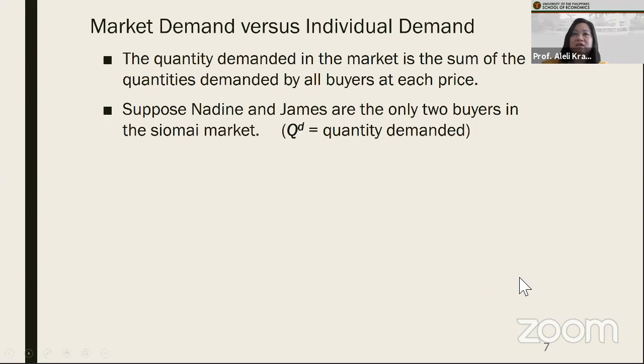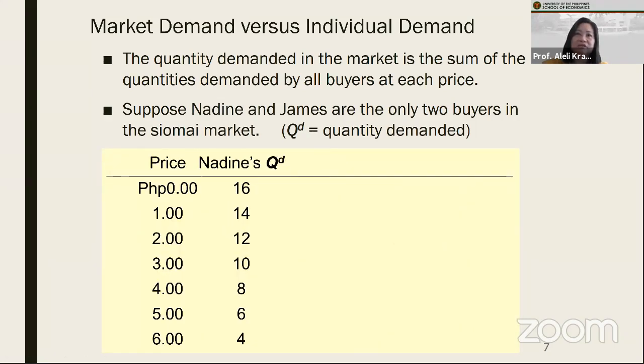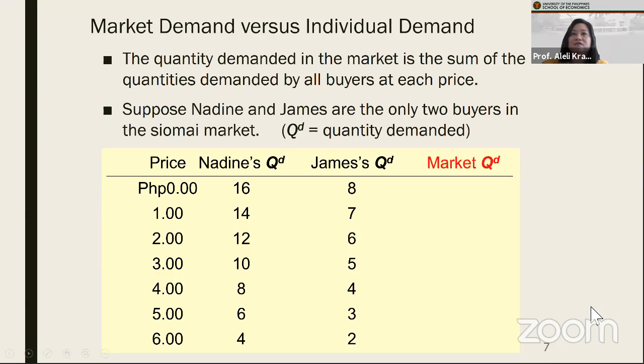And we can see that we'll reproduce here Nadine's quantity demanded. But now we add another buyer. Let's say that is James. And therefore, you have the quantity demanded of James at different prices of siomai. And then if we just assume that these are the two buyers in the siomai market, then their quantity demanded is just the sum of these two persons' quantity demanded at each price.